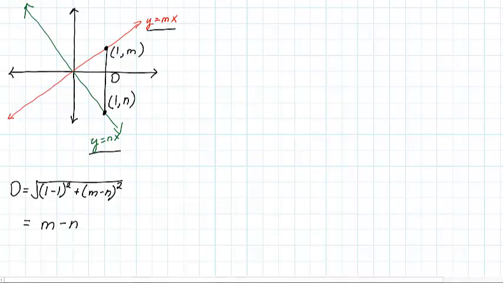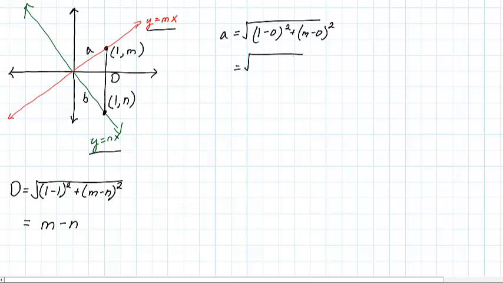So secondly, I'm going to label the line segment between the origin and (1, m) a, and between the origin and (1, n) b. So a is going to equal the square root of 1 minus 0 squared plus m minus 0 squared, which simplifies to the square root of 1 plus m squared.